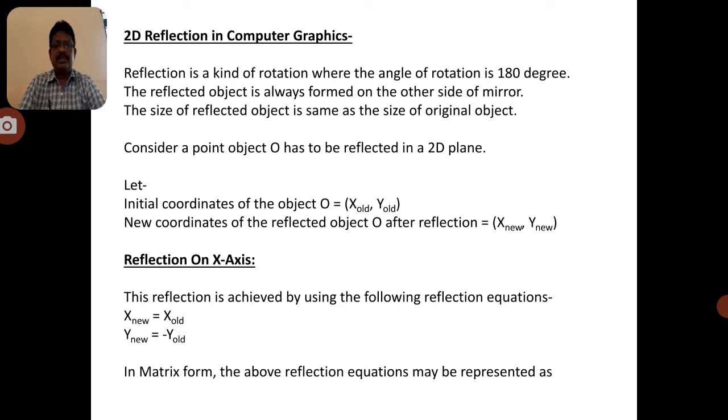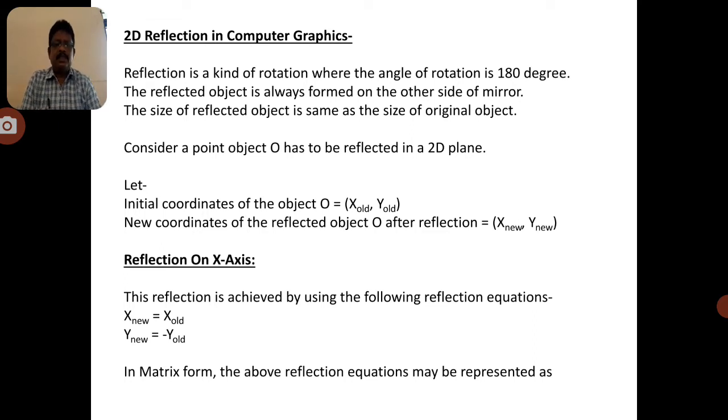The 180 degrees takes the position in the mirror order, and we also have to observe that the size is not reduced. One more key point here is that reflection takes place on the x-axis and reflection takes place on the y-axis. Both can happen in this 2D reflection concept.